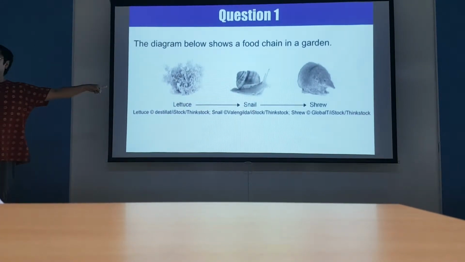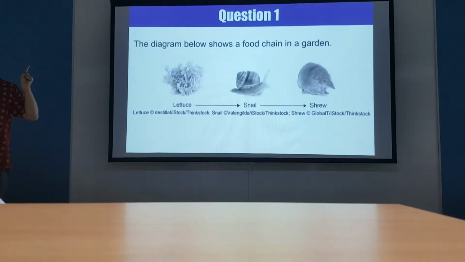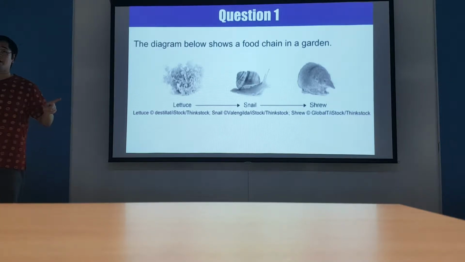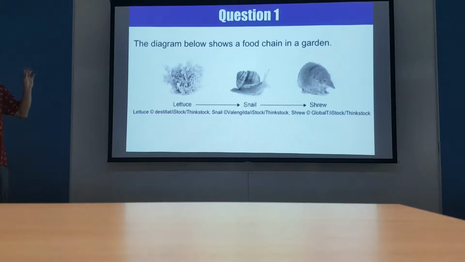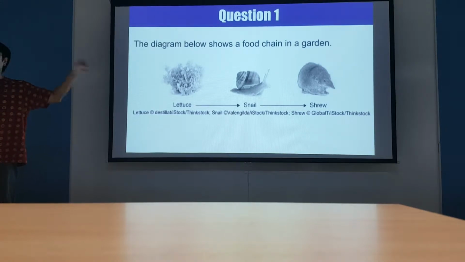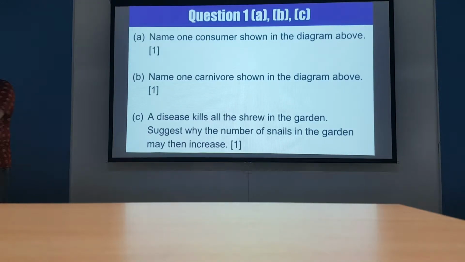Alright, the arrows, please do not forget, the arrows here mean the organism is eaten by. It's not just to show energy flow. The energy flow is an abstract concept. The diagram here is only displaying which animal is eaten by which. Okay? So we'll move on to the first sub-question.